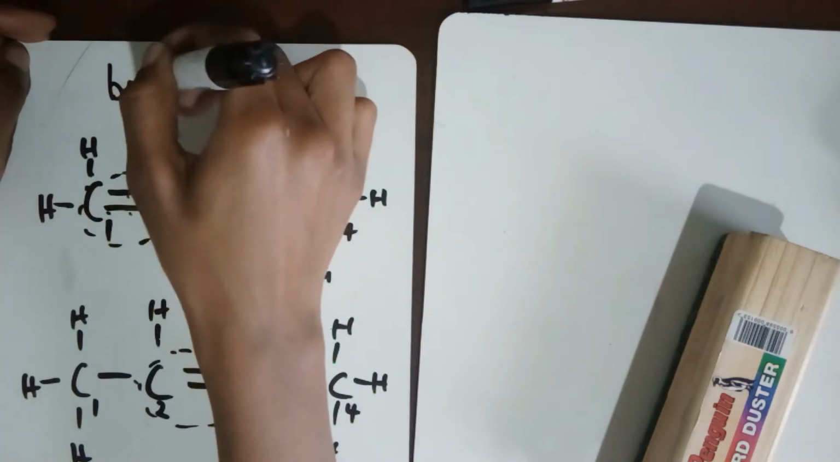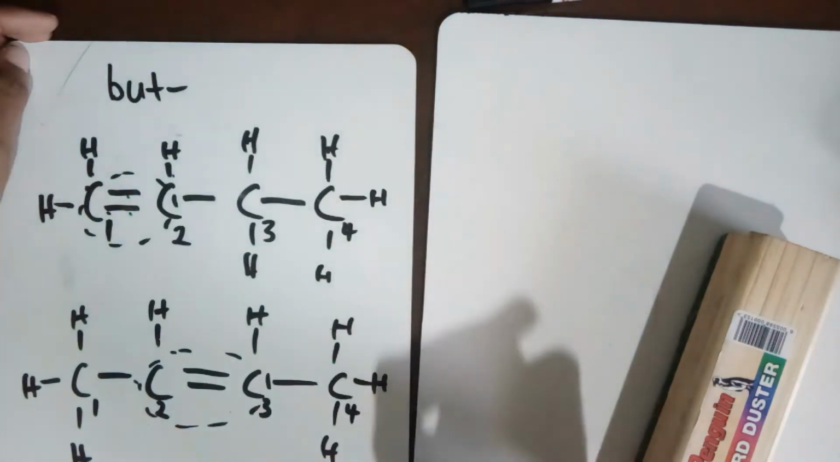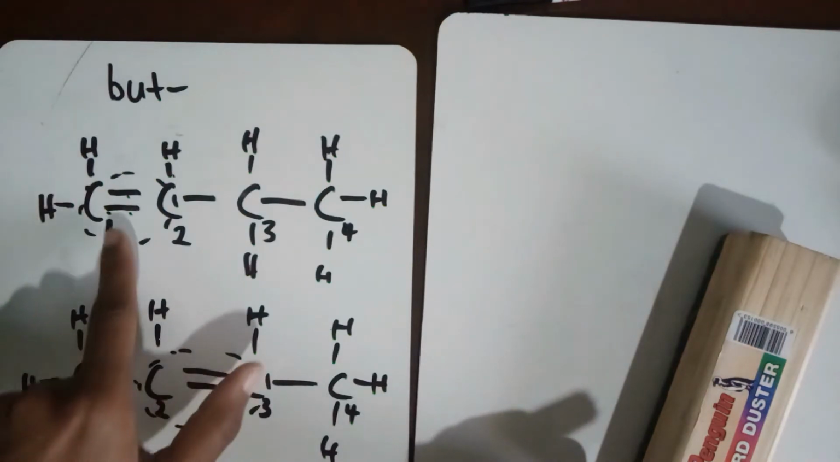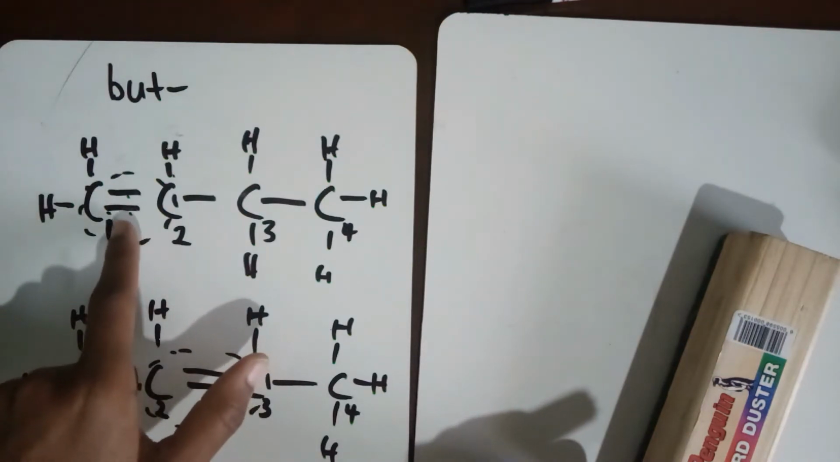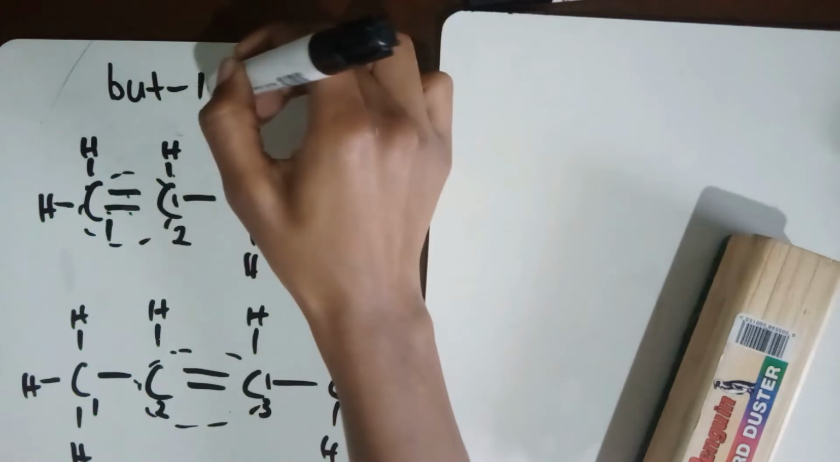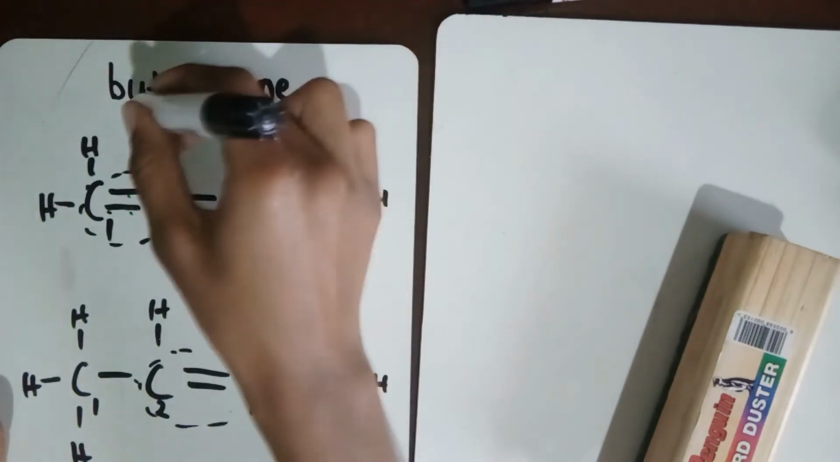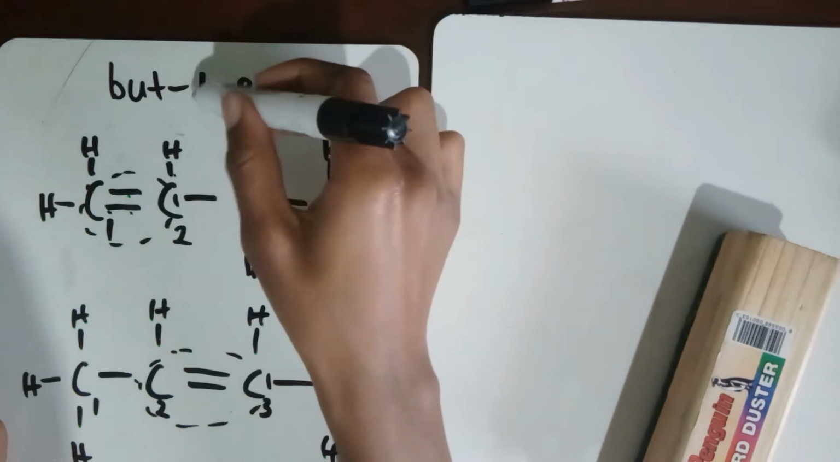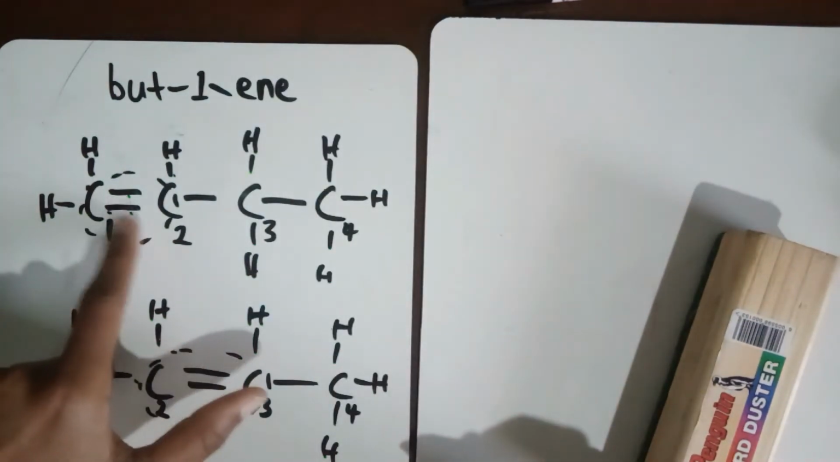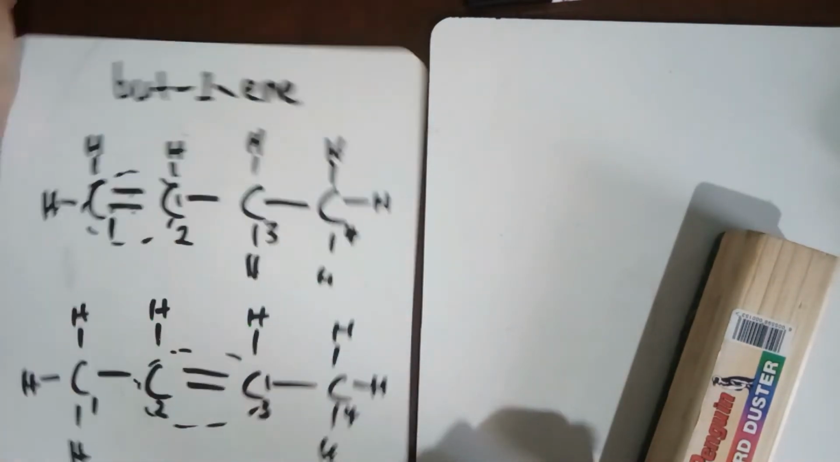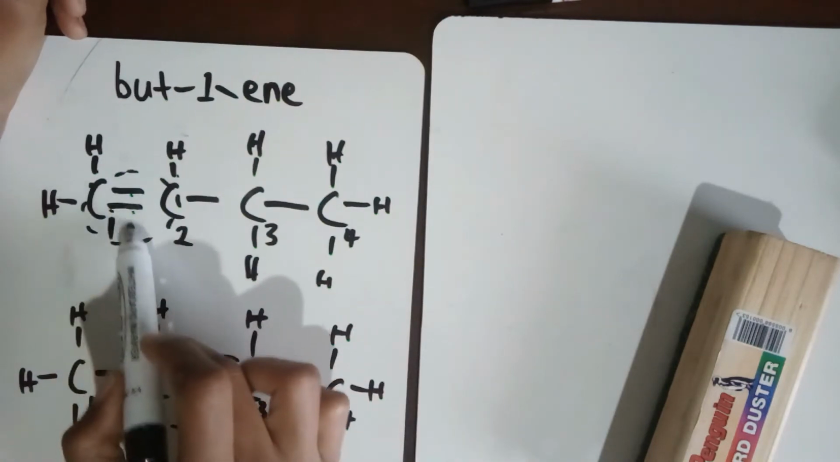Now the naming, we will still start to say, okay, it's 4 carbon atoms, so the prefix is still going to be but, and then we write a dash there. Where is our functional group? It's at carbon number 1, so we write 1, a dash, and then we say ene. So it's but-1-ene. This 1 indicates where my double bond is actually positioned. It's positioned at carbon 1.